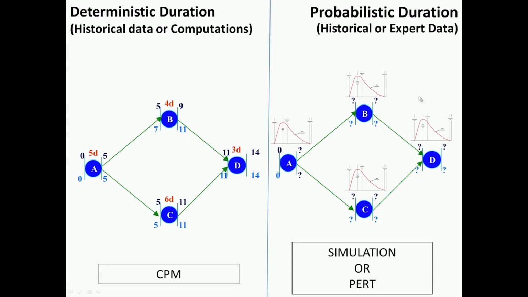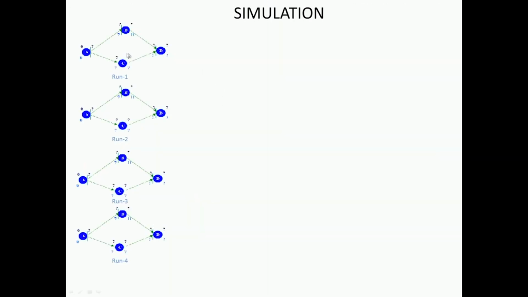Now once I have this kind of representation for my activity durations, there are 2 approaches which are typically used. One is either a simulation approach or a PERT approach. Let us briefly cover the simulation approach because it is getting more and more important today. In a simulation approach, we would take those durations and run the network several times. So I would run 1, 2, 3 as I have shown. Each time I will take a different sample of value from the distribution.